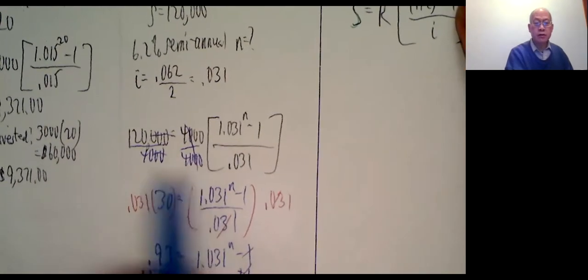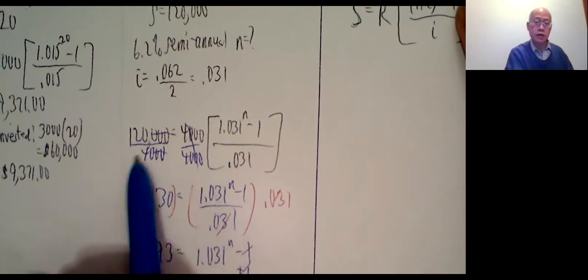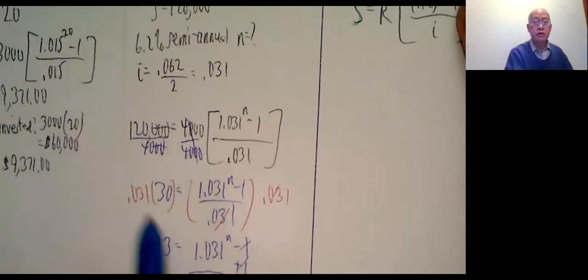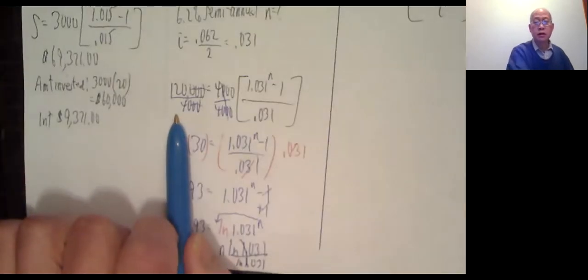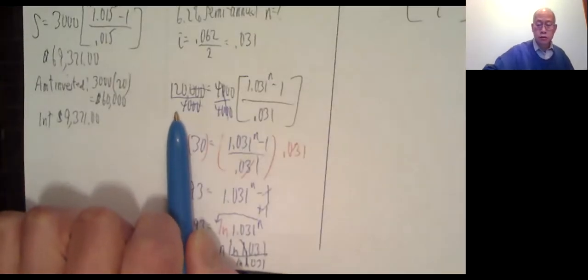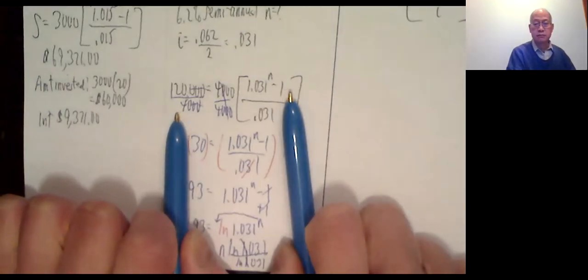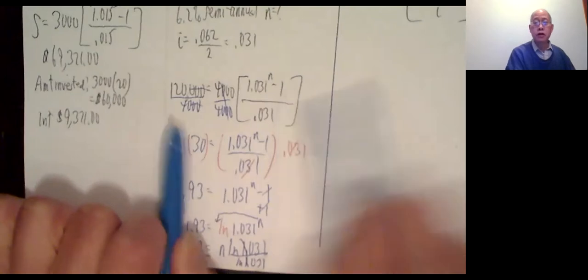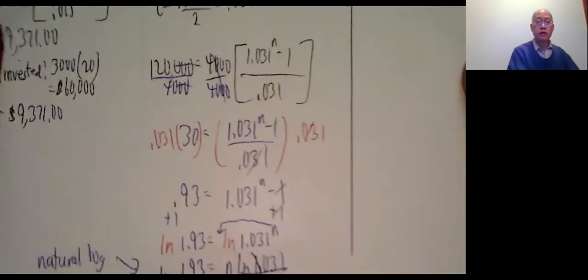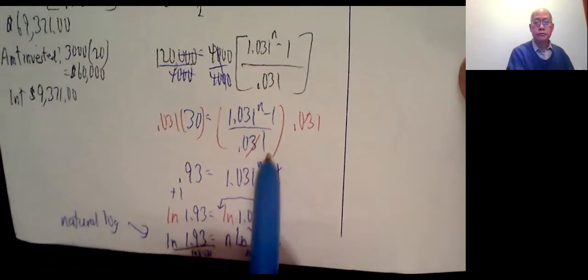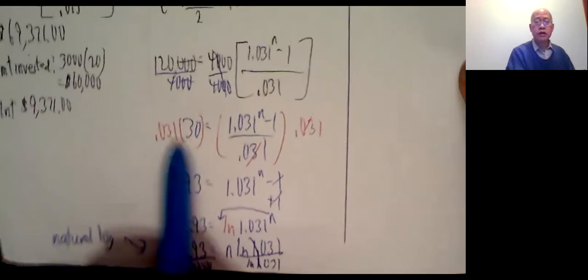Divide both sides by 4,000. That cancels out. 120,000 divided by 4,000 comes out to be 30. So right now it looks like that. How do I get rid of the 0.031? Multiply both sides by 0.031. So these guys cancel out. 0.031 times 30, punch it in your machine, is 0.93.